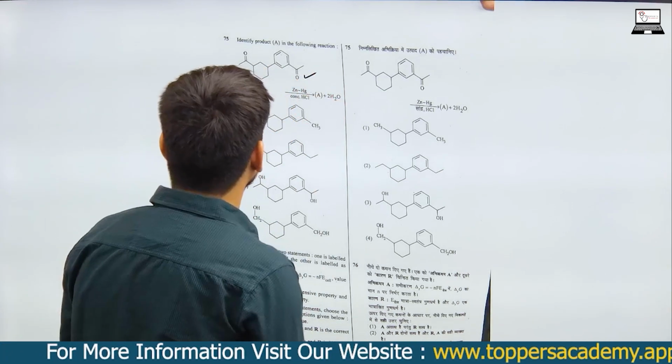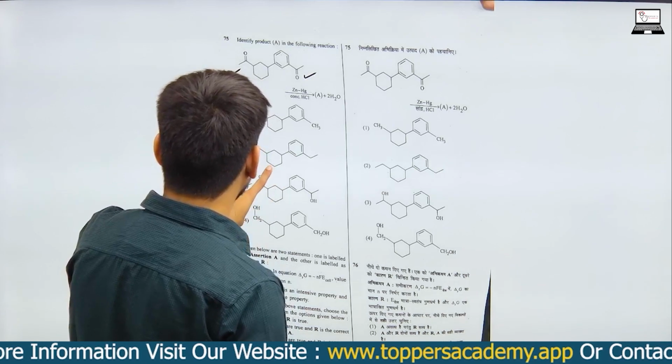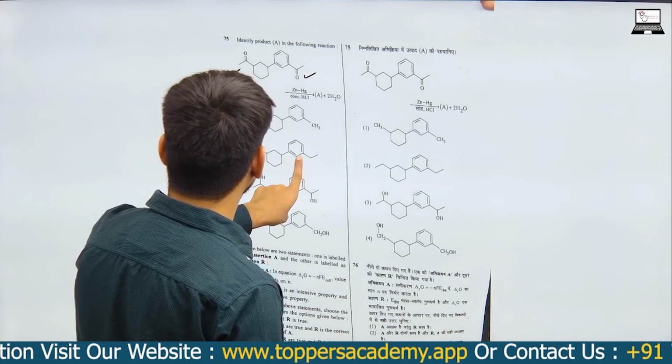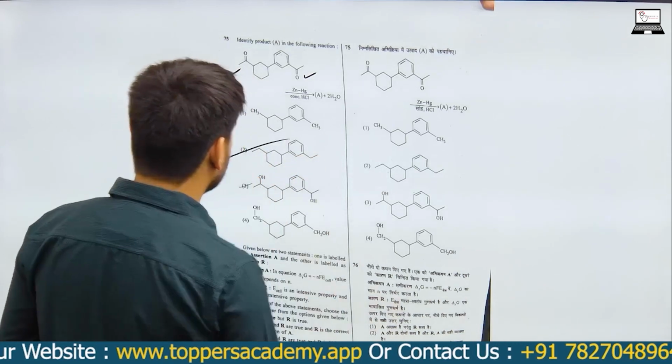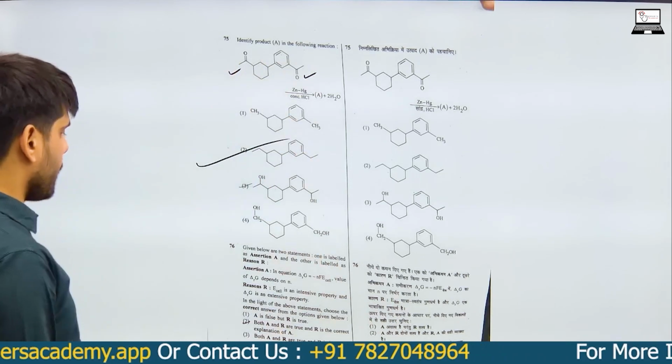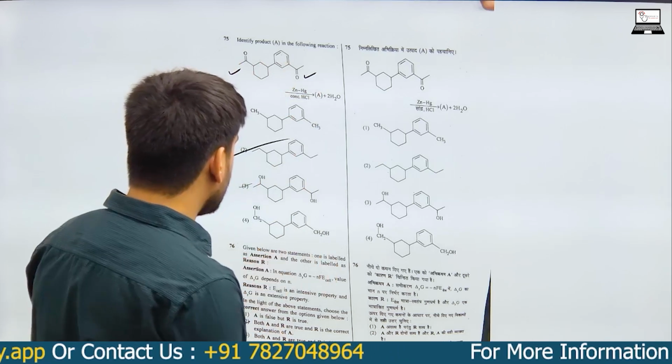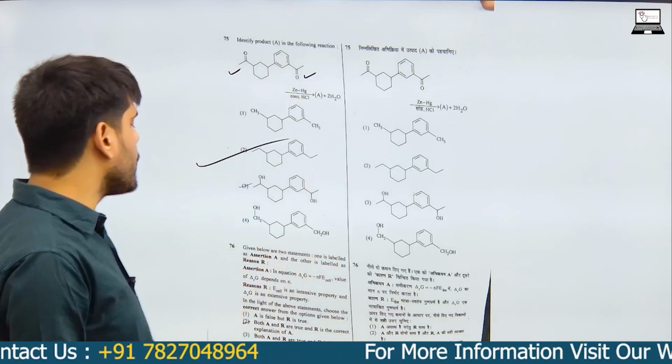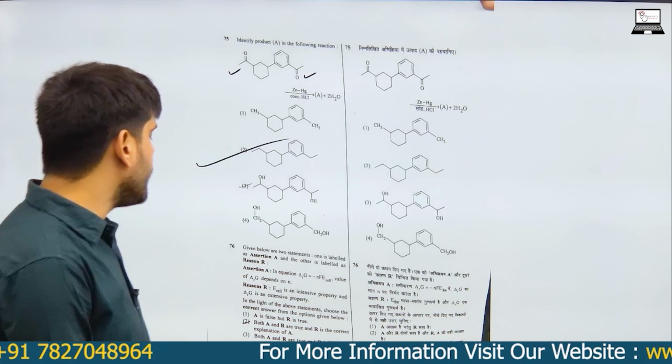So what will be the answer? B is the right answer, because it will reduce the carbonyl group to the alkanes. Given below are 2 statements. In the equation delta G is equal to minus nFE cell, the value of delta G depends upon n.